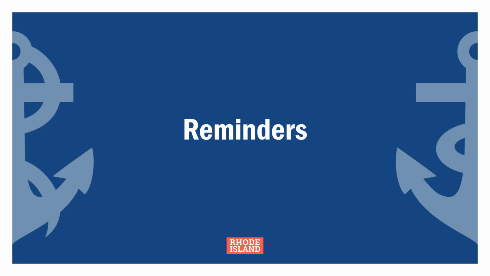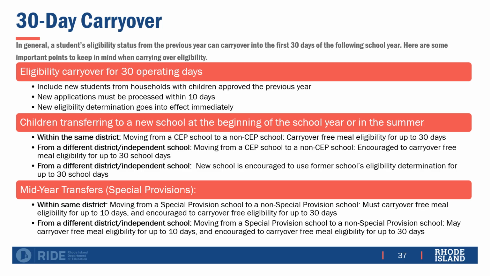Regardless of the eligibility determination method, here are some important points to keep in mind. In general, a student's eligibility status from the previous school year can carry over into the first 30 days of the following school year, but there are some important points to keep in mind about eligibility carryover. Eligibility carryover includes any new students from households with children approved for free or reduced priced meals from the previous school year. For example, if a student in the 3rd grade has a sibling who is just starting kindergarten, the kindergartner will automatically have the same eligibility as their sibling in the 3rd grade for the first 30 days of school.